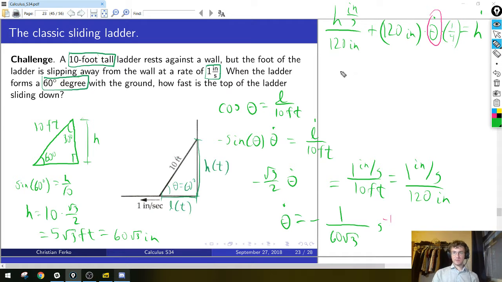Okay, so if we've done everything correct so far, which I'm starting to doubt, h dot should be h, which is 60 root 3 all over 120. Inches cancel. I'm going to write the units in a moment. Plus 120 over 4 is 30, times theta dot, which we computed as minus 1 over 60 root 3.